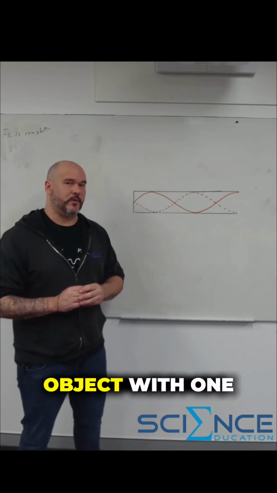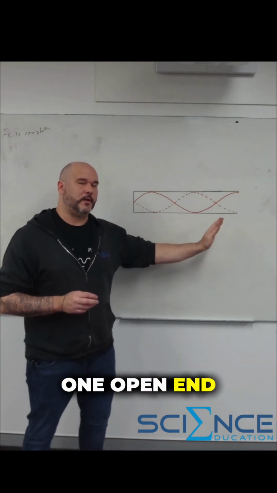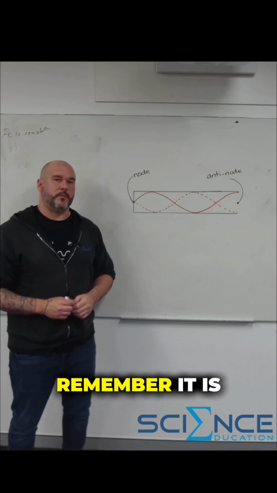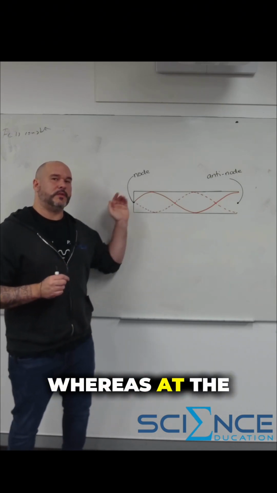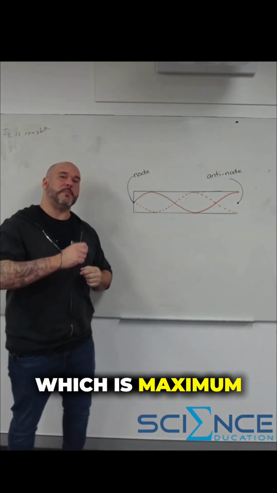There are three main types of objects that standing waves can be set up in. We'll be looking at the type of object with one closed end and one open end, similar to a test tube. Easiest way to remember it is at the closed end there must be a node, that is no oscillation at all, whereas at the open end there must be an antinode, which is maximum oscillation.